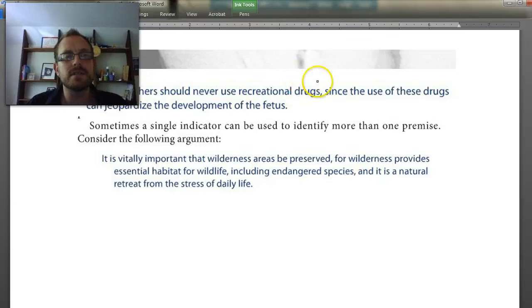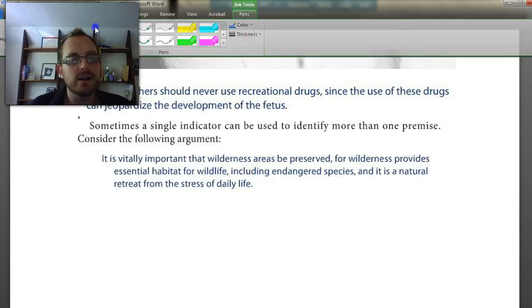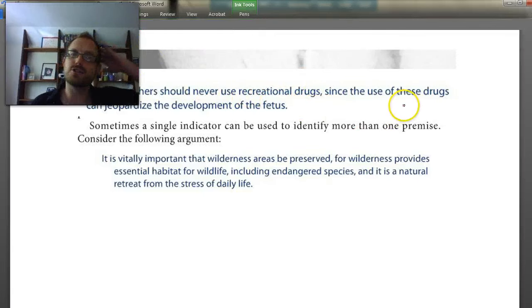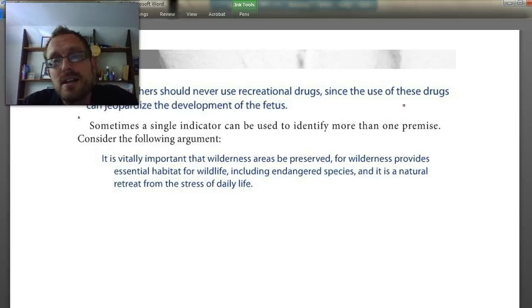Okay, so let's give some examples here. These are some basic core examples you need to take a look at. Let's take this argument. Expectant mothers should never use recreational drugs since the use of these drugs can jeopardize the development of the fetus. Okay, so first off, ask yourself, one, what's the takeaway? Read it again. The takeaway is that pregnant women shouldn't use drugs, okay?